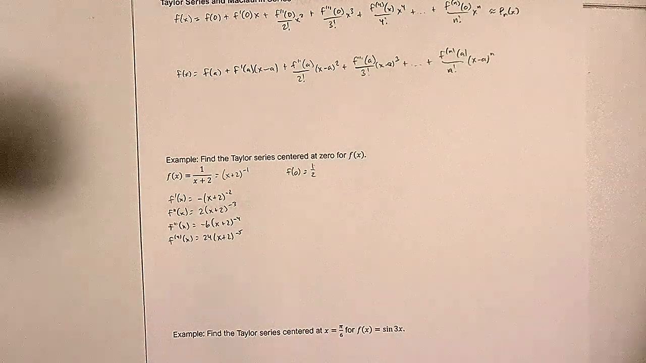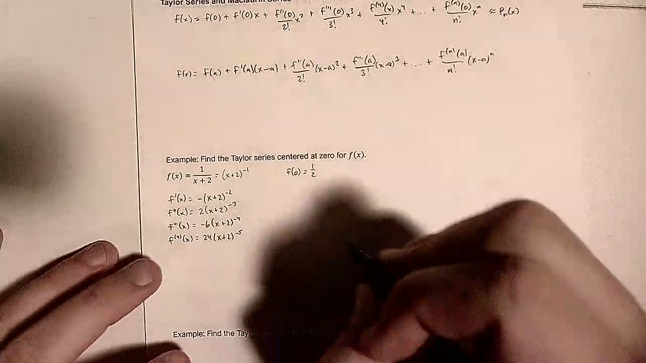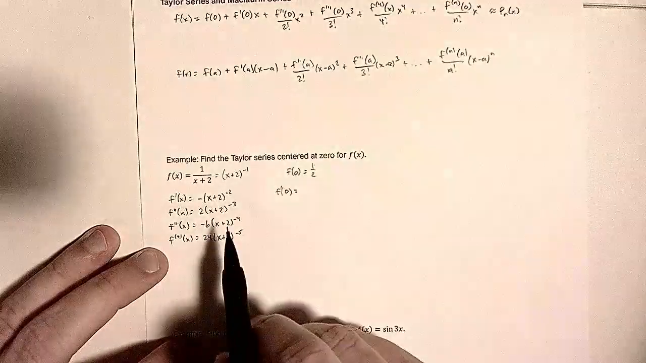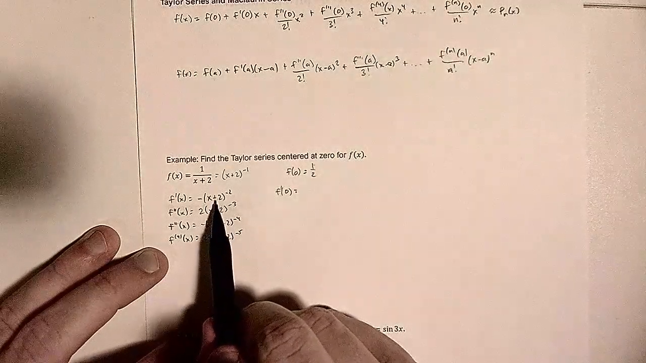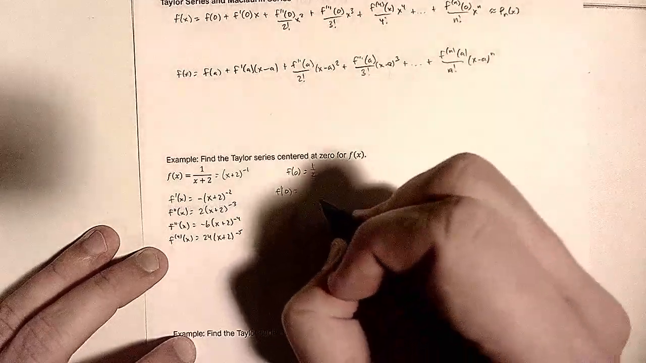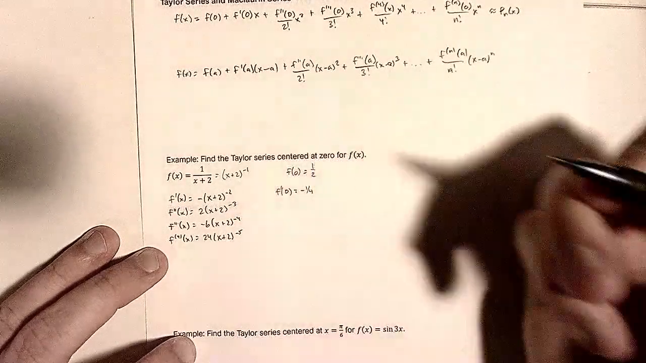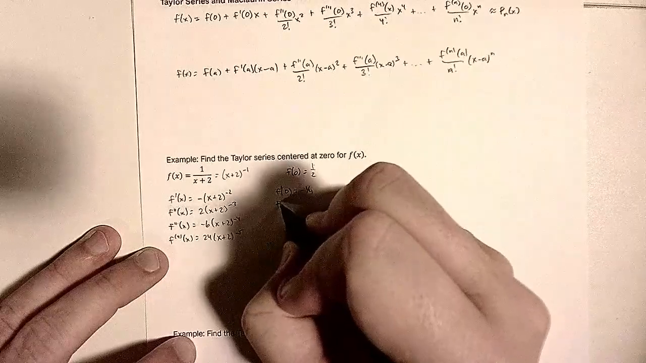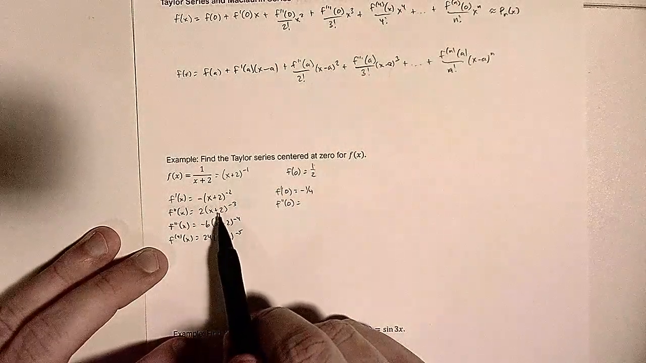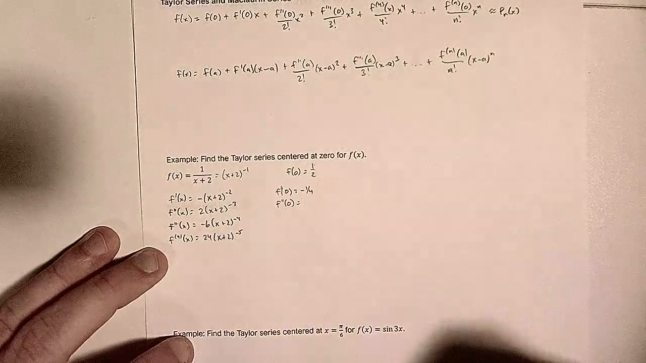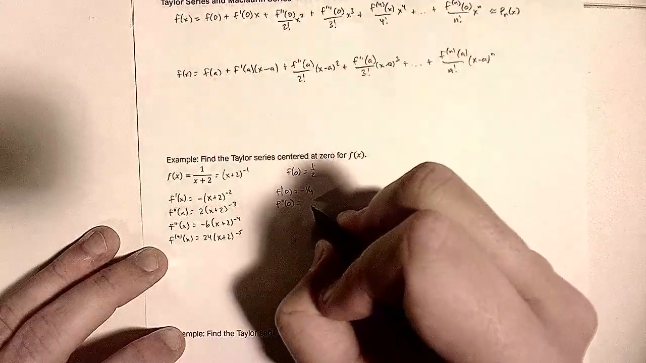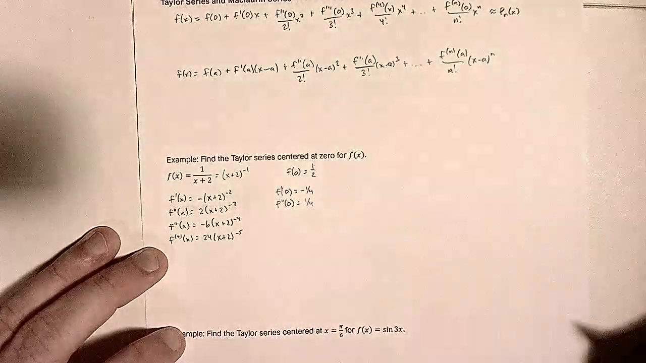Now let's find these at our center point, which is 0. F prime of 0, we'll put a 0 in here. We're going to get 2 to the negative 2 power, but we also have a negative 1 in front there, so that's negative 1/4. The second derivative at 0, well, that's, again, 2 to the negative 3 power, that's 1/8. We also have a 2, so 2 times 1/8 is a positive 1/4.